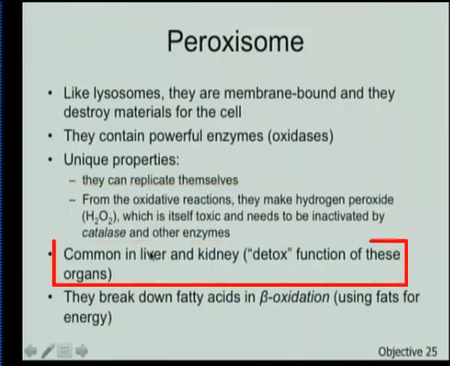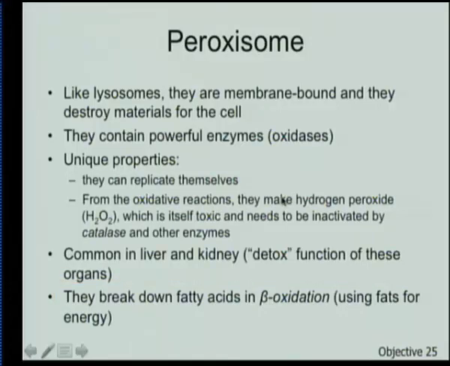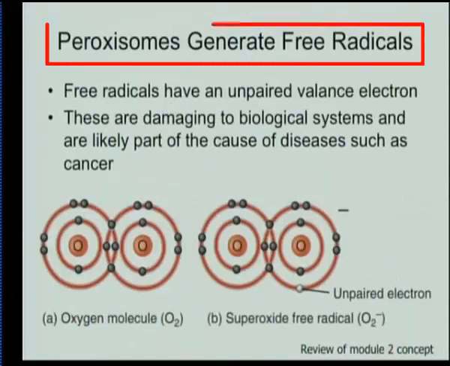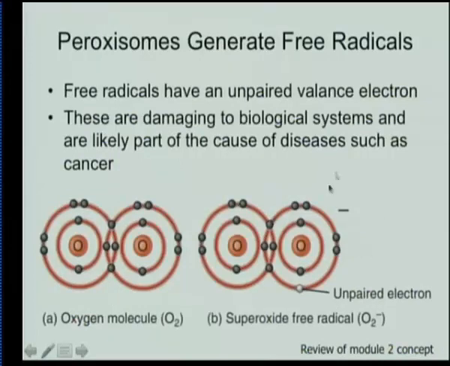So these are common in the liver and the kidney because of their detoxification functions. They also help us break down fatty acids for energy through the process of beta oxidation. But that's the peroxisome, a little more specific in what they do. Part of what they do is produce free radicals. In a previous discussion, we talked about how through oxidative reactions we can produce free radicals. So to lessen the production of free radicals, we utilize molecules, both endogenous and exogenous, that are antioxidants to lessen the amount of free radicals that are produced.